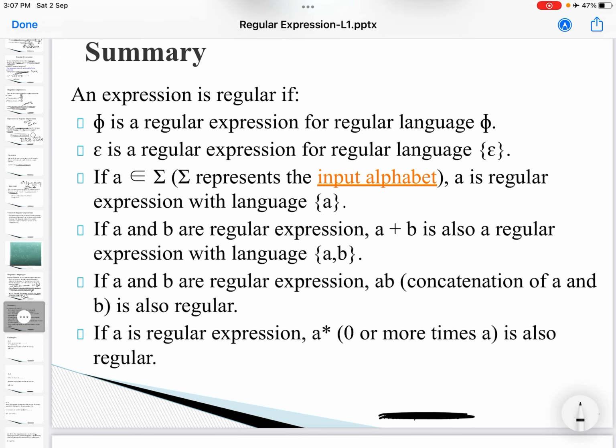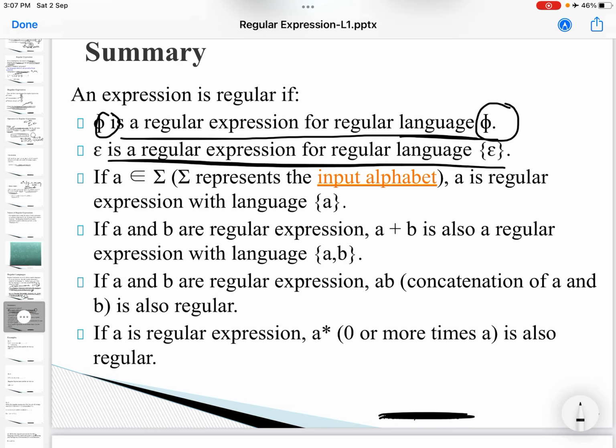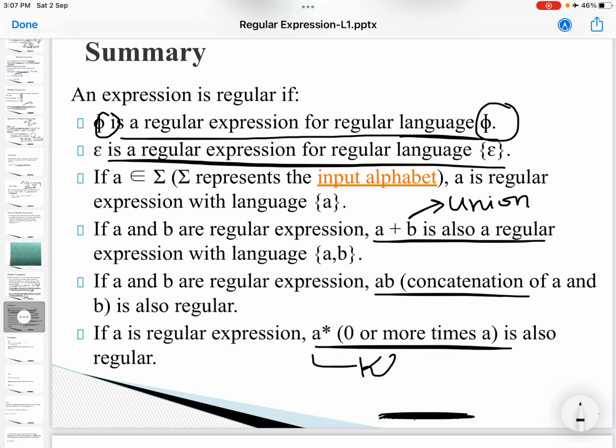So in summary, we say an expression is regular if it is a regular expression for a regular language. Again, epsilon is a regular expression for a regular language. If A belongs to sigma, which represents the input alphabet, A is a regular expression with language A. A plus B is also regular, where A plus B is a union. AB, A into B, is concatenation, and A star is the Kleene closure, which means 0 or more occurrences of A.